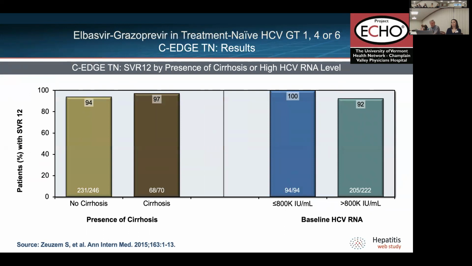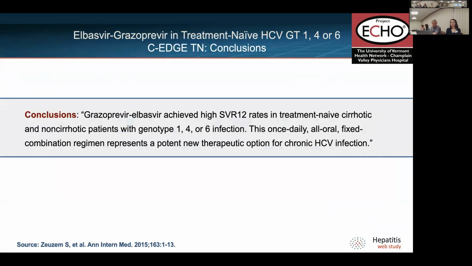So this just breaks it out between those who had cirrhosis and those who didn't. And again, we're talking compensated cirrhosis, meaning Child-Pugh class A. Again, it worked really well with patients with cirrhosis, and really the viral load difference between less than 800,000 and greater than 800,000 wasn't statistically significant. So these authors concluded that it was okay for 1, 4, and 6.